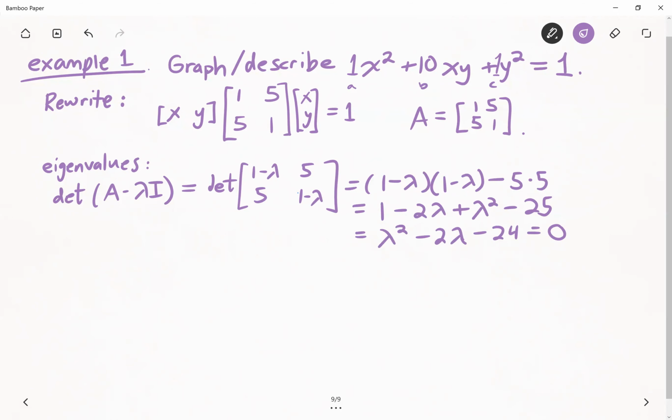Let's see, how does this factor? I can factor this as lambda minus 6 and lambda plus 4. So this tells us the eigenvalues are 6 and negative 4. One of those I'll keep calling lambda, the other one I'll call kappa later on. All right, next page, so we have plenty of room to calculate the eigenvectors.